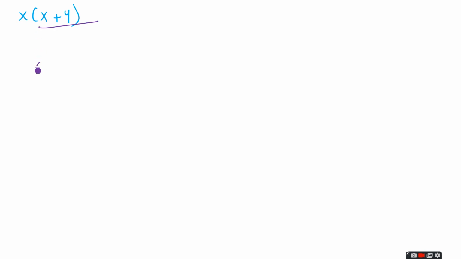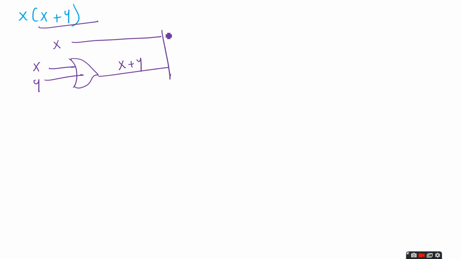So first we will consider the bracket. We will take X and Y, pass them through an OR gate, and we will get X plus Y. Then we can pass X and X plus Y through an AND gate, and we'll get X into (X plus Y).